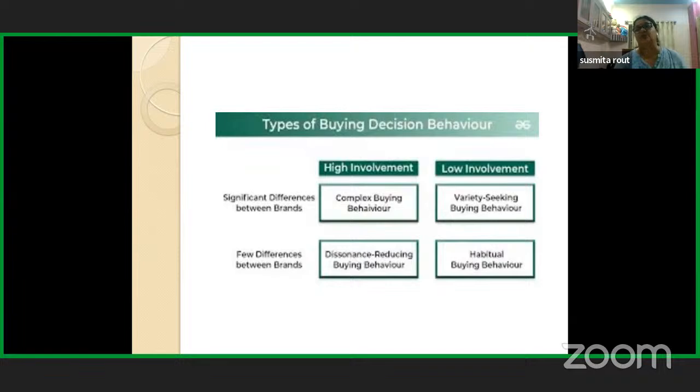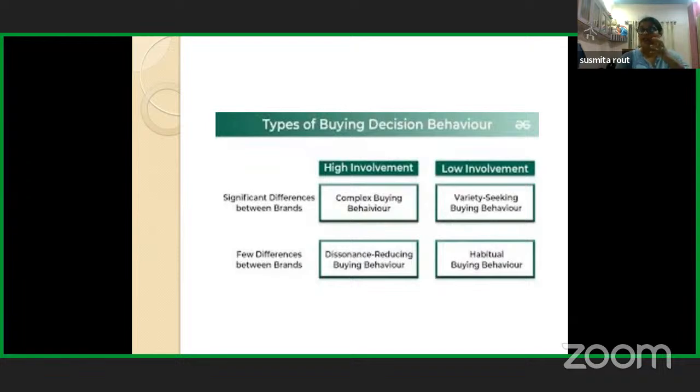The moment he walks to the store, he asks for the brand. If he is getting the brand, fine, or he can settle down with a substitute very easily because brands are not different from each other. They are real substitute of each other. Habitual buying behavior decisions are made very quickly and those decisions are followed over a long period of time.